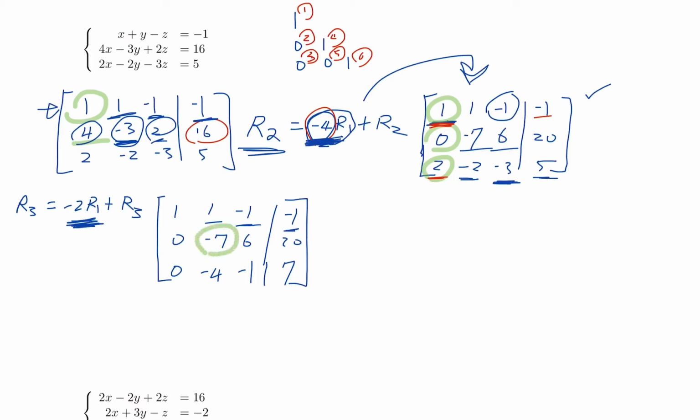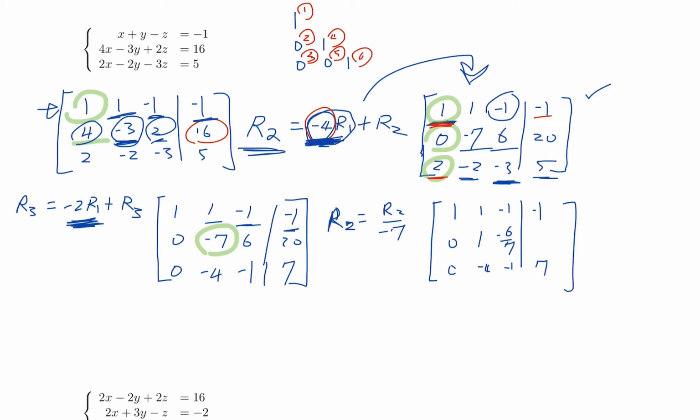In order to do that, we can just do R2 equals R2 over negative 7. So again, everything else is the same. Oh, let me write the third row first. So negative 7 divided by negative 7 gives me 1. 6 divided by negative 7 gives me negative 6 over 7. And negative 20 over 7.